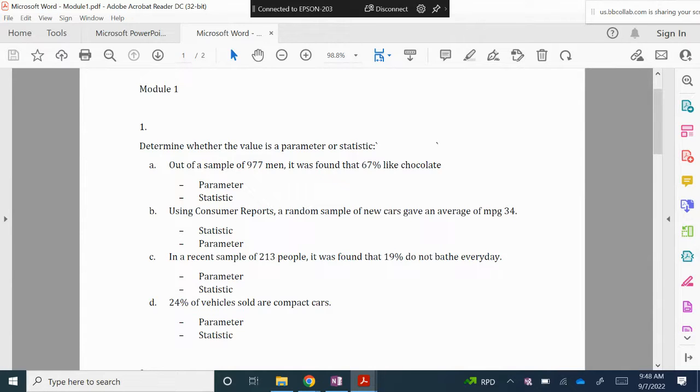Statistic, sample. C, in a recent sample of 213 people, it was found that 19% do not bathe every day. Statistic for the sample, right. And then the last one, 24% of vehicles sold are compact cars. Parameter. So a parameter describes the population and a statistic describes the sample.